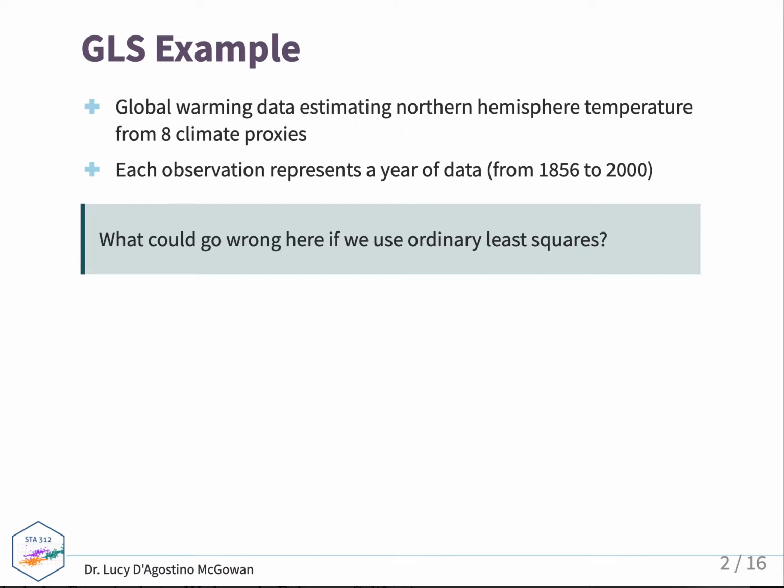So just knowing that information, knowing that each observation is from a year, what do you think could go wrong if we just use ordinary least squares? And particularly thinking about what could go wrong in terms of the assumptions that we make about error.